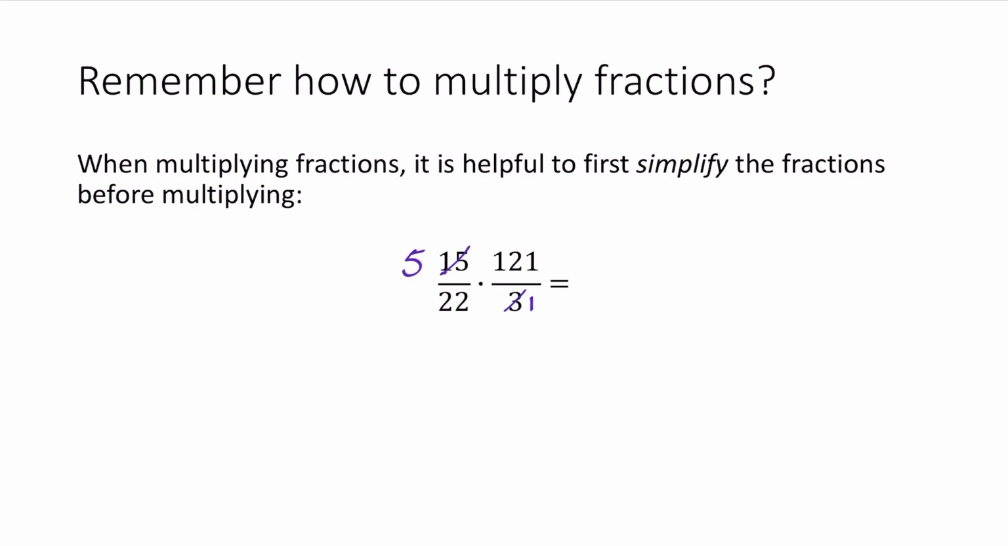22 and 121 have a common factor of 11. So we're going to reduce these to 2 and 11. Now we multiply the numerators together, so we have 5 times 11, and then we multiply the denominators together, so we have 2 times 1, which gives us 55 over 2.